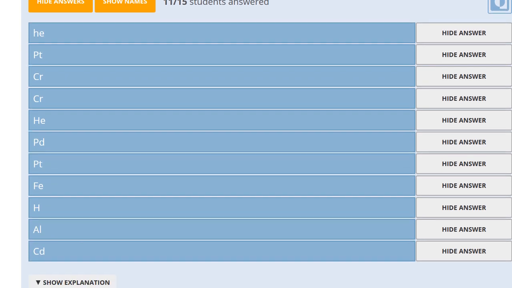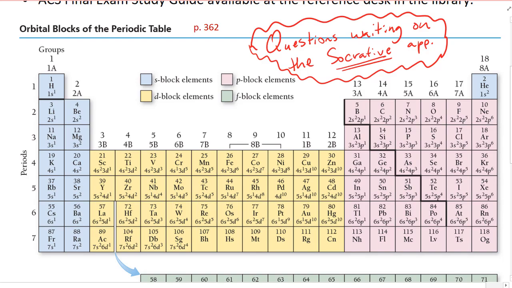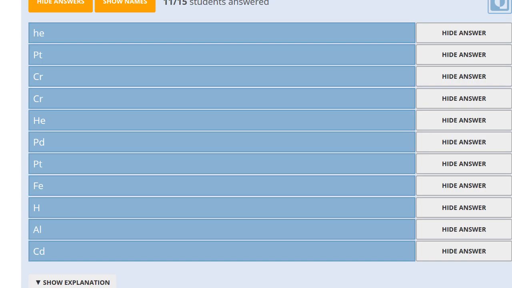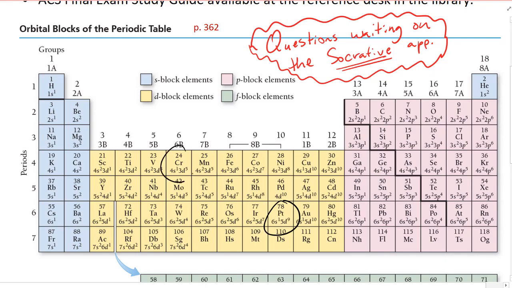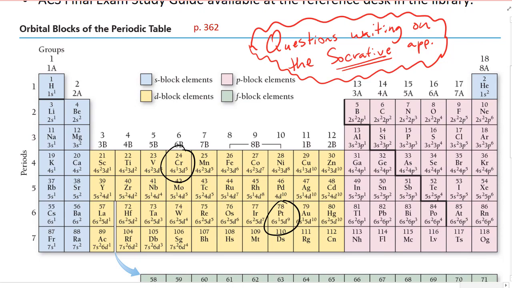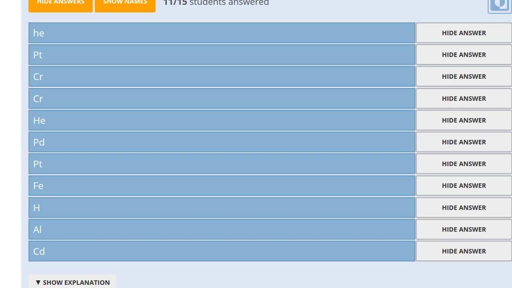So, if we check out these answers, platinum, let's see if platinum is one of them. Platinum is right here. That is one of them. That is correct. Let's check out another one. Chromium. Let's see if chromium is one. Yes, chromium is one of them. Let's find Pd, palladium. Yes, that is one of them.